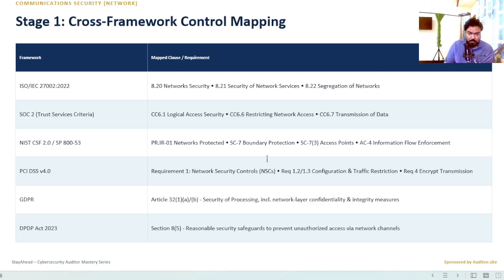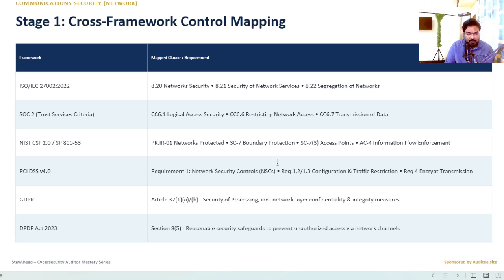And on the SOC 2 side, it lines up with CC 6.1 for logical access security, CC 6.6 for restricting network access, and CC 6.7 for transmission of data. Under NIST, that's PR.IR-01 for protected networks, SC-7 for boundary protection with the SC-7(3) access points enhancement, and AC-4 for information flow enforcement. PCI DSS v4 puts this squarely under requirement 1.